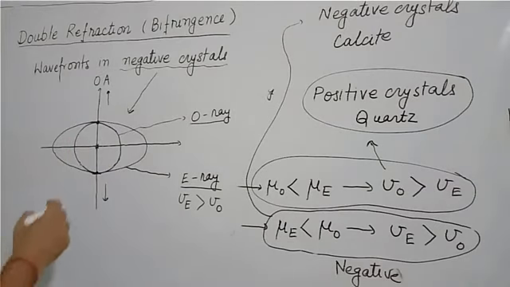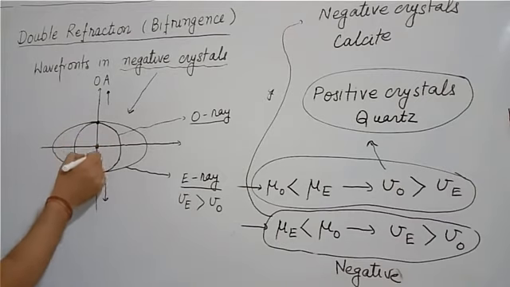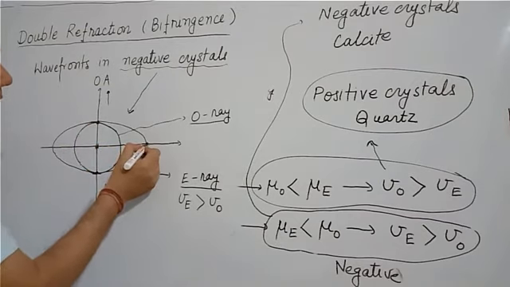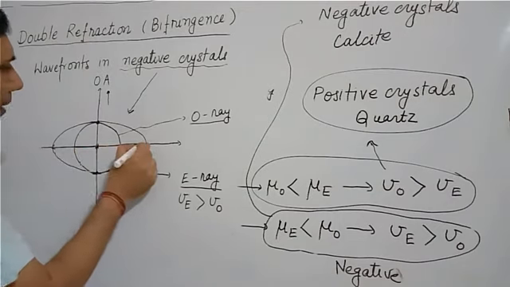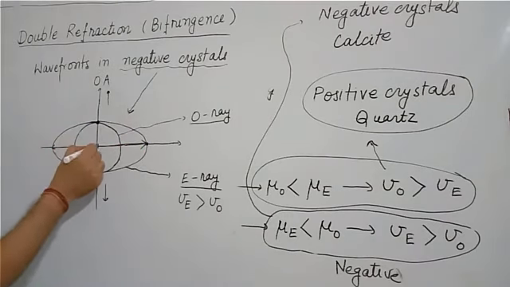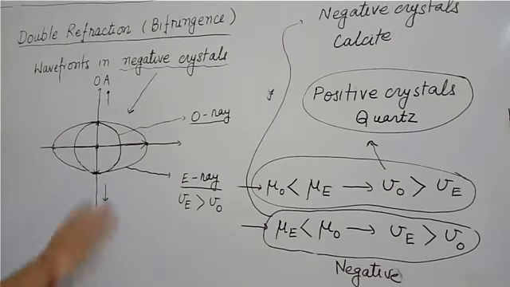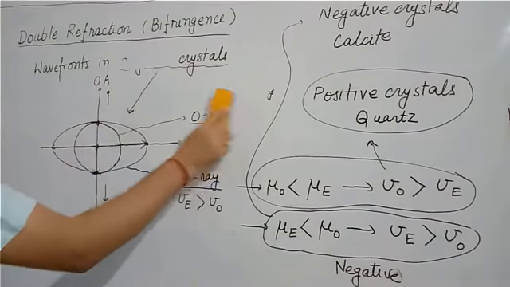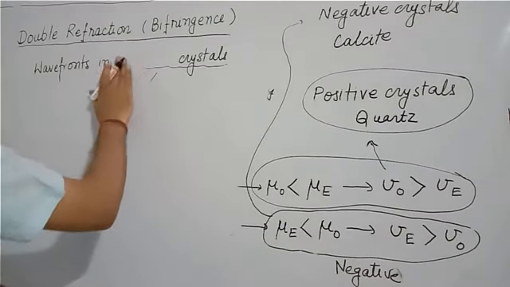From here you can also observe one important thing, that along the optic axis both E ray and O ray travel with the same speed, but along the perpendicular axis E ray has maximum speed. E ray has maximum speed along the perpendicular axis, and along the optic axis it has minimum speed in negative crystal. So these are the wavefronts of O ray and E ray in negative crystal. Now we can talk about positive crystal. How can we draw the wavefronts in a positive crystal?